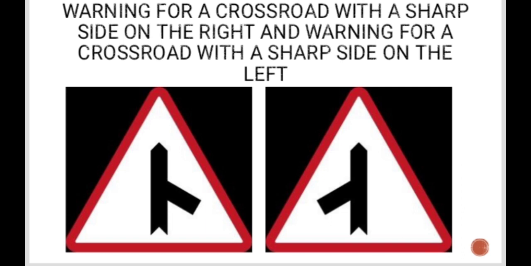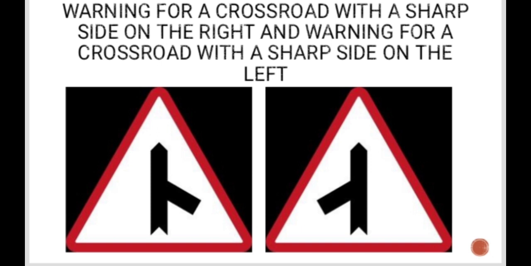So next is warning for a crossroad with a sharp side on the right and warning for a crossroad with a sharp side on the left. So meaning to say, a crossroad sign means there is an intersection ahead with traffic approaching from the left, right, and straight ahead. So you must therefore prepare to stop to give the right of way to traffic even if there are no traffic lights.